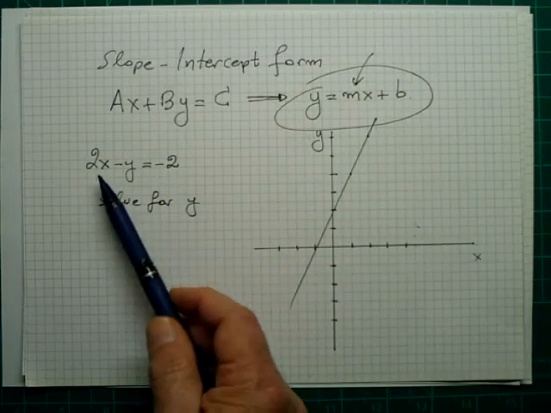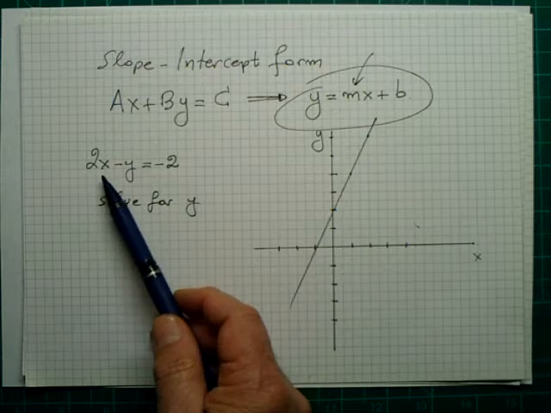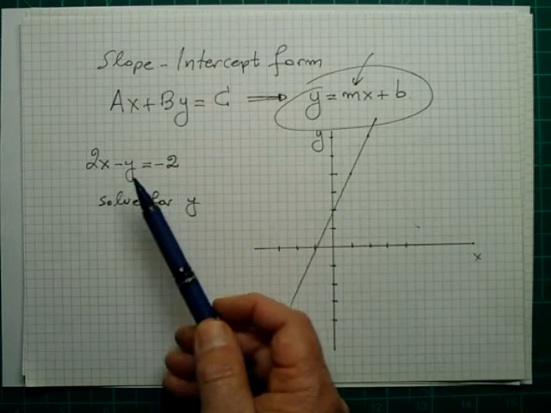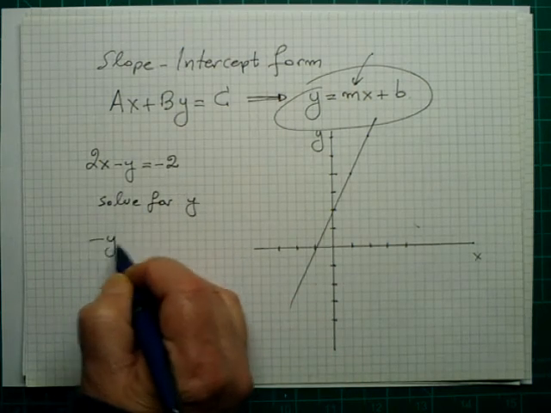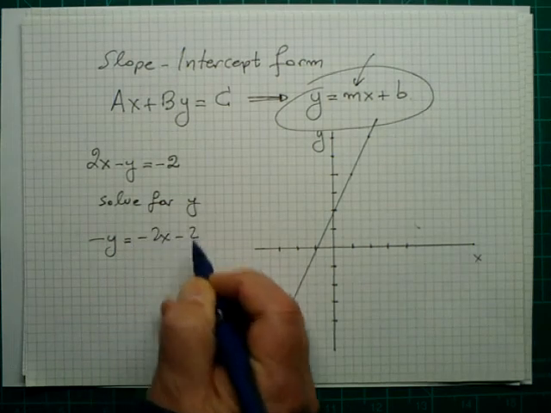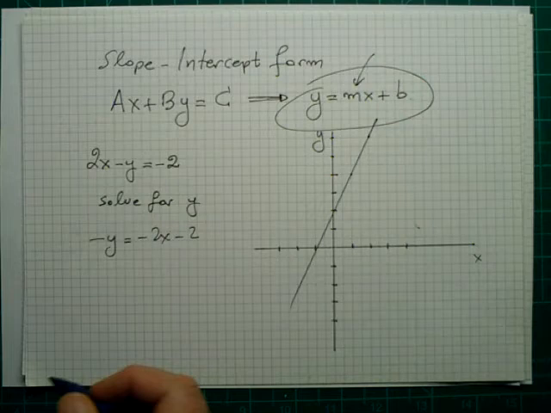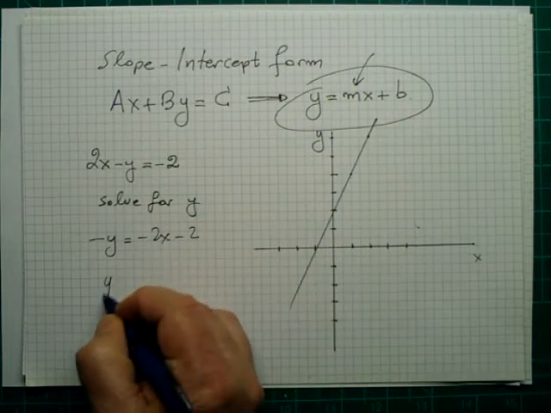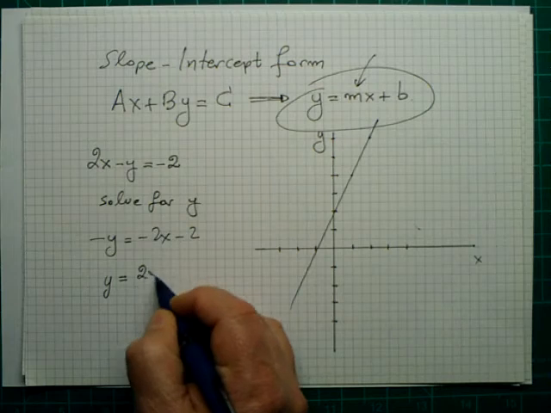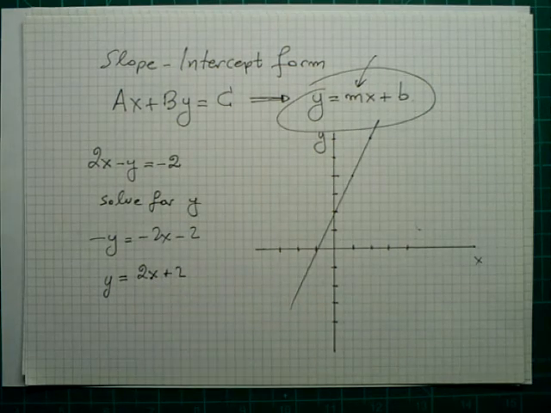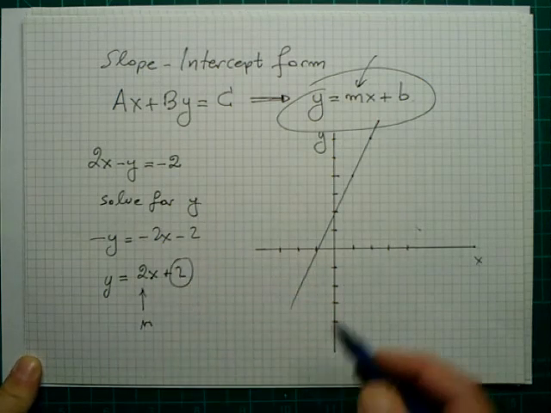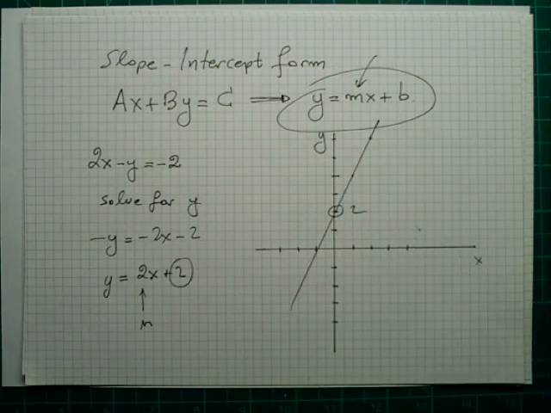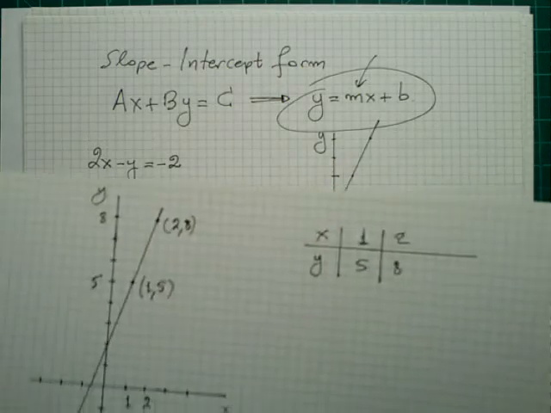In our example, the equation of our line is 2x minus y equals minus 2. So we must solve for y. Solving for y gives minus y equals minus 2x minus 2, and if we divide both sides of this equation by minus 1, we get y equals 2x plus 2. So this number m is its slope, and this is the y-intercept 2. This is an easier way to write down the equation of the line.